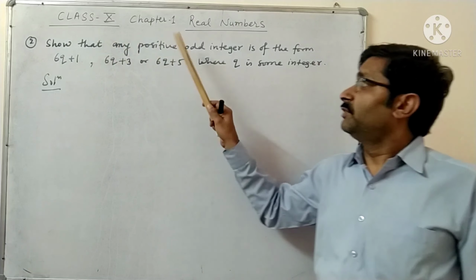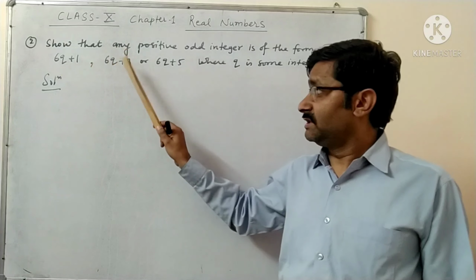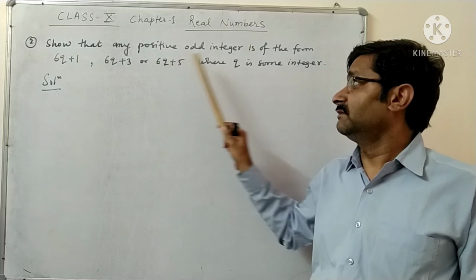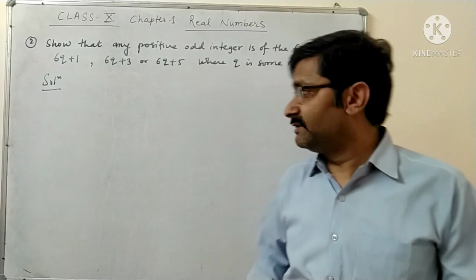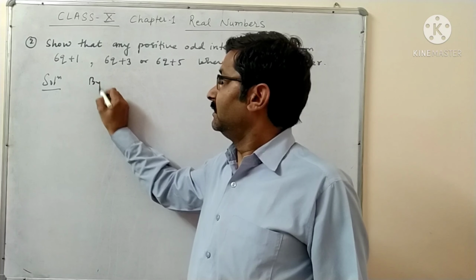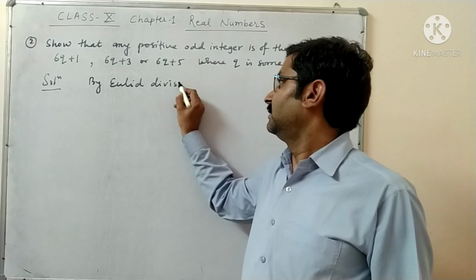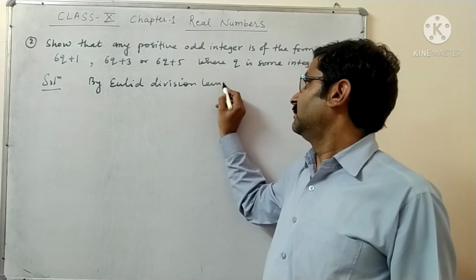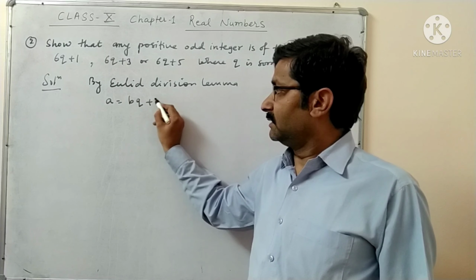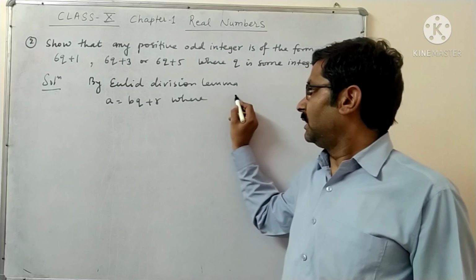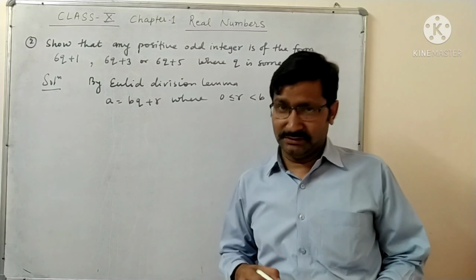Now, show that any positive odd integer is of the form 6q + 1, 6q + 3 or 6q + 5, where q is some integer. Look here, by the Euclid division lemma, we can write a = bq + r, where r is greater than or equal to 0 and less than b.